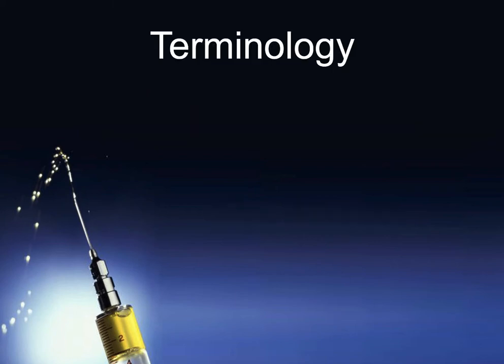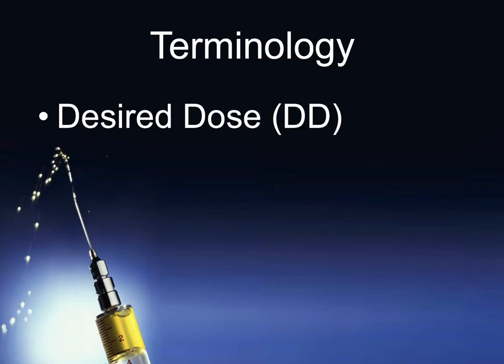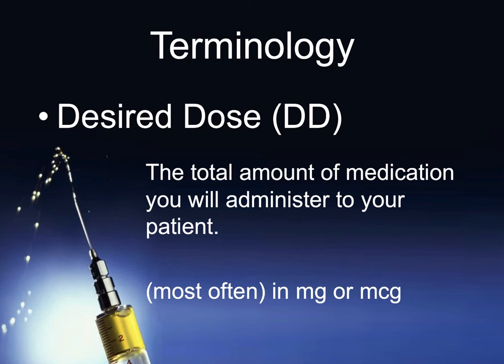So here we go. To start with, you've got to know the terminology. When we're doing drug calculations, there are a few terms that are pretty common and very helpful in keeping the math and the formulas simple. First is desired dose. Desired dose is the total amount of medication you're going to actually administer to your patient. Most of the time, that's going to be in milligrams or micrograms, and sometimes grams. Other measurements are used for some medications, but most of the time, especially in emergency medications, it's going to be measured in milligrams or micrograms.